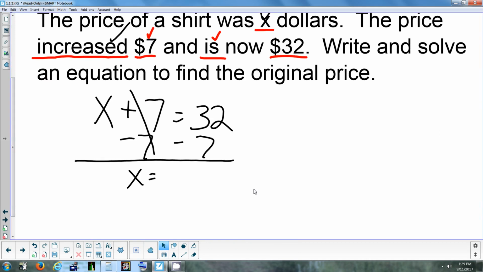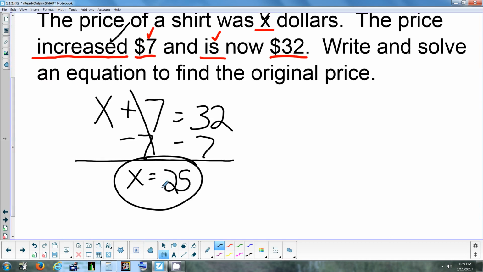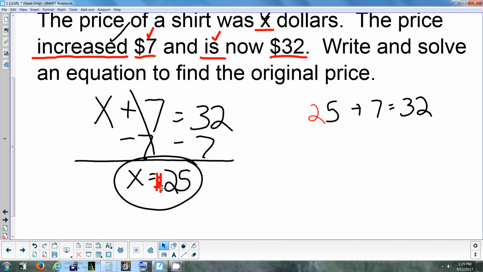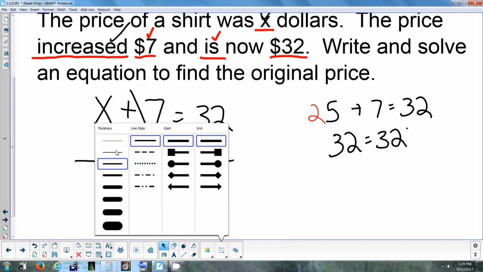25. Right? It doesn't say to check it, but how could I check it though? What would it look like to check it? Paige? You would put 25 in place of X. 25, yeah. Then what? Plus 7, yeah, equals 32. And then I know that we just said it. 32 equals 32. It checks out.